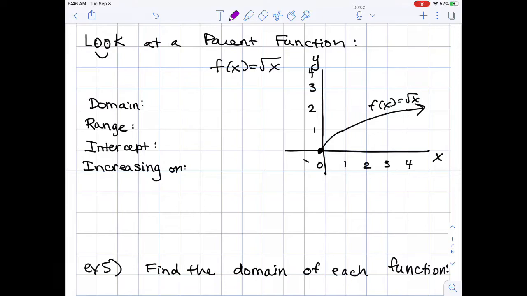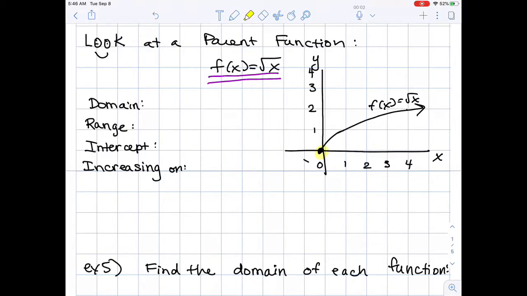All right, let's look at this parent function. Remember that parent functions are the simplest form of that type of function. And this is a root function, the parent form of the root of x. And this is what it looks like. It starts at 0, 0 because it can't be negative. Remember, we cannot go to the left of it. And it goes up and to the right.